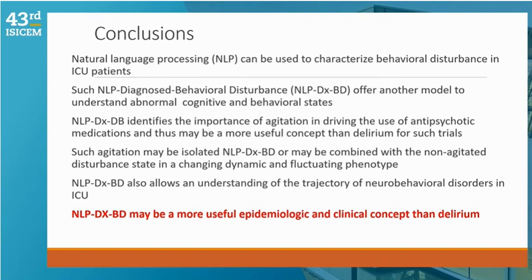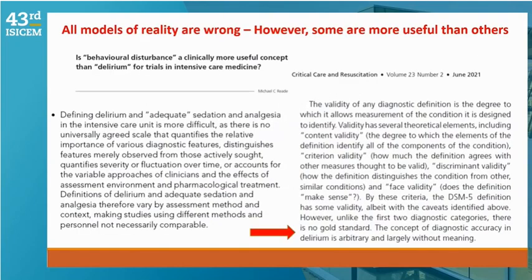Such agitation may be isolated or combined, and it's a part of a dynamic, fluctuating state of the patients. And using this information with NLP allows one to study the dynamic of this state shift by shift by shift, as reported by the nurses and the doctors. And it may be that this is a much more useful epidemiologic and clinical concept than delirium.